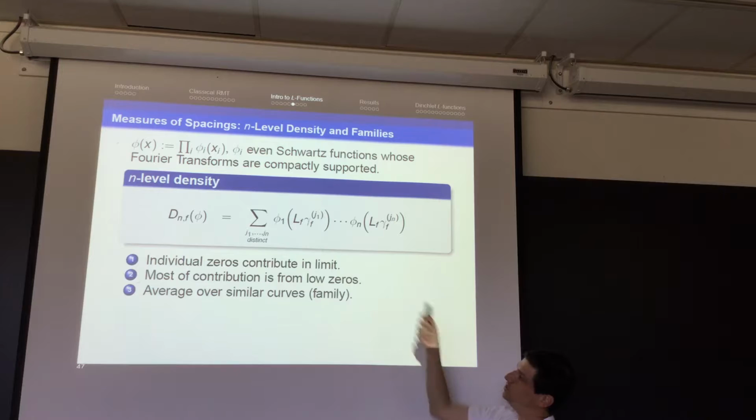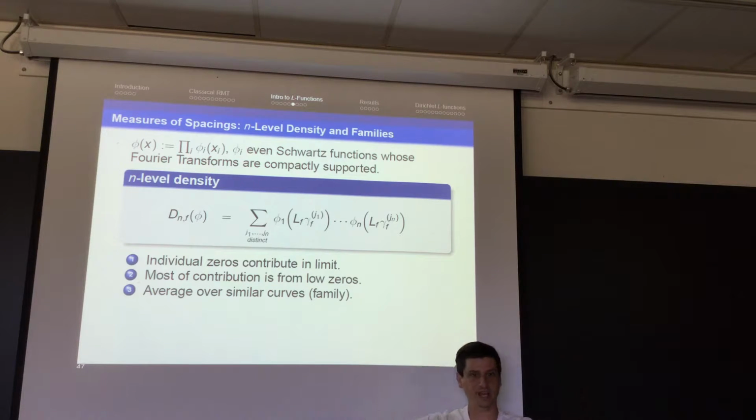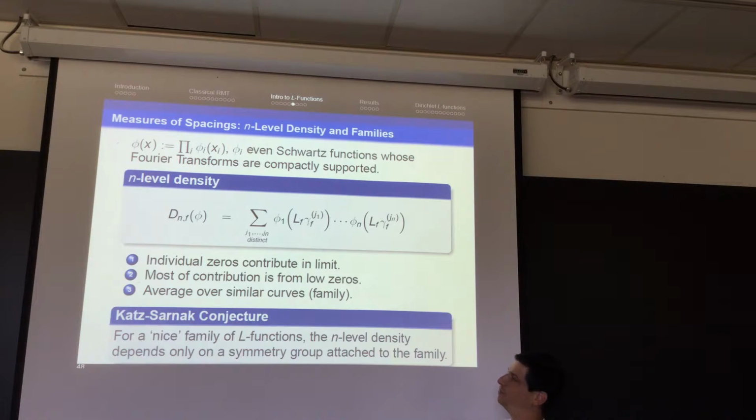All right, so now individual zeros contribute, and because my functions are Schwartz, they're rapidly decaying. Most of the contribution is going to be from the zeros near the central point. Hey, that's great. That's the point we care about most. This is the statistic that's designed for that stuff. And now we just average over families, over similar elements in a family. And the Katz-Sarnak conjecture is for a nice family of L-functions, the n-level density depends only on the symmetry group attached to the family.